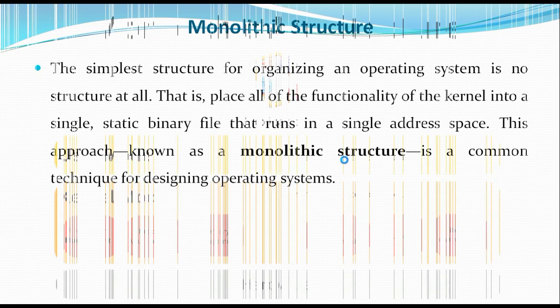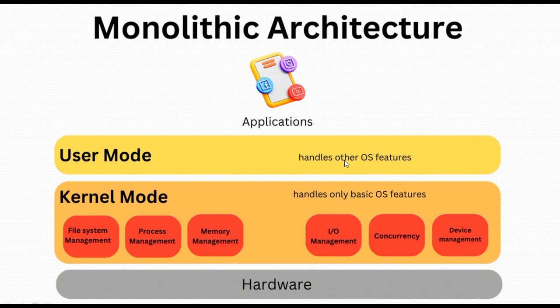Now you can see the monolithic architecture, where applications in user mode handle other operating system features, and kernel mode handles the basic operating system functions such as file system management, process management, memory management, input output management, concurrency, and device management. At the bottom layer you can find the hardware. So this is the monolithic architecture.